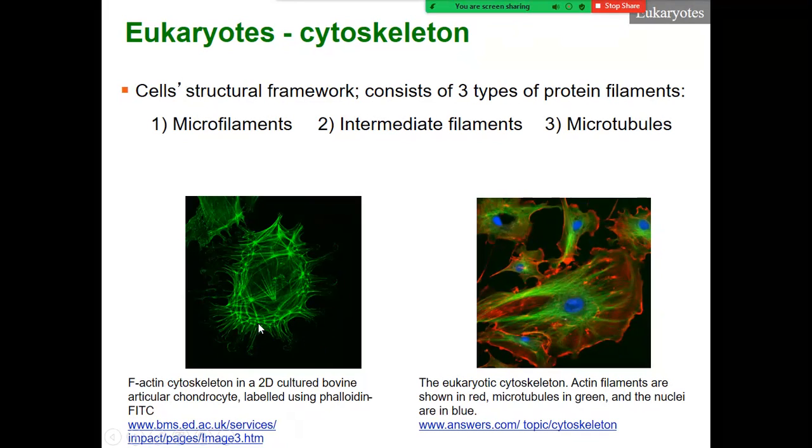And this one, we're looking at the F-actin filaments. This one is showing you actin filaments in red, microtubules in green, and the nuclei in blue. So the cell is essentially here. And most of the cell has a cytoskeleton, a network of proteins running through it. Any question about any of that?